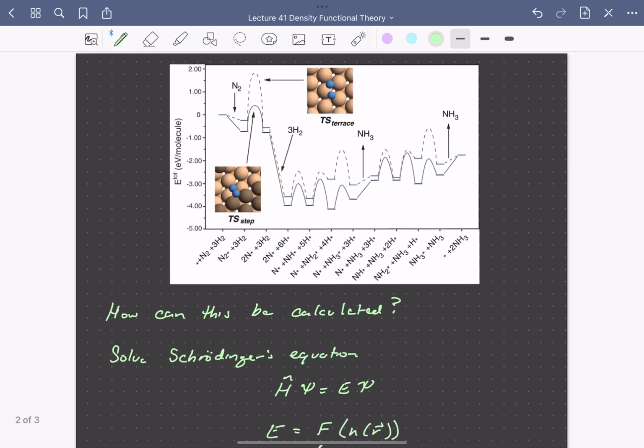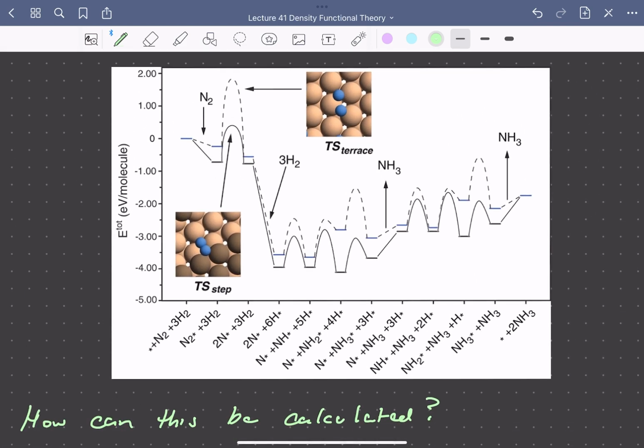So in this way, we can calculate entire potential energy surfaces for our reactions, which we can use to describe rates quantitatively. We'll also see how the ability to calculate a large number of adsorption and transition state energies quickly using DFT has given us new insights into understanding catalytic reactions.